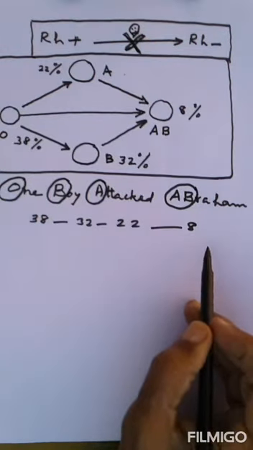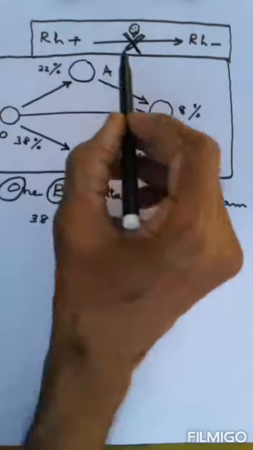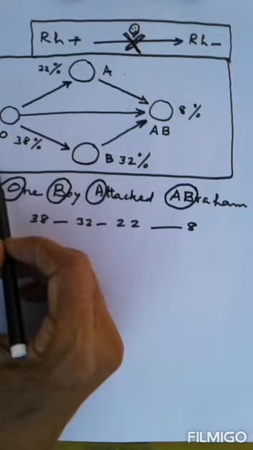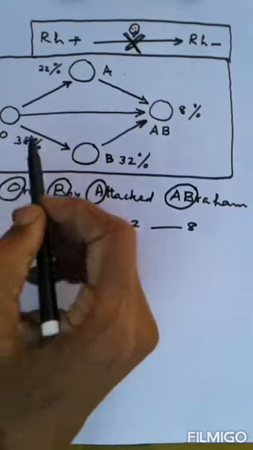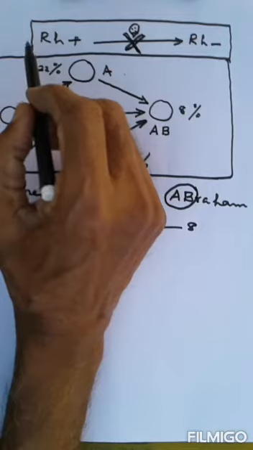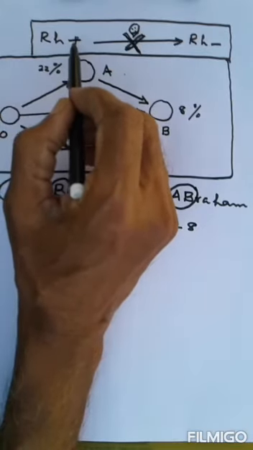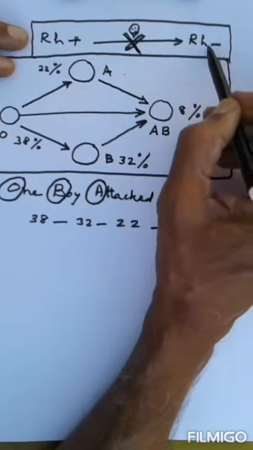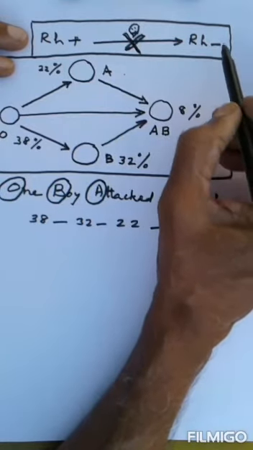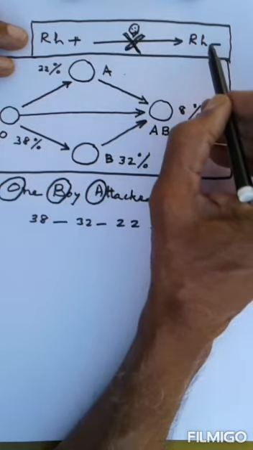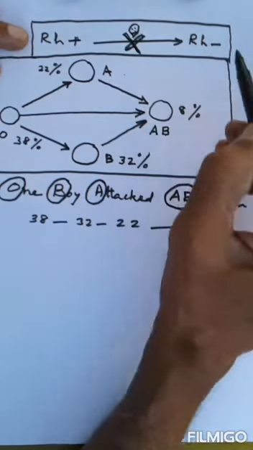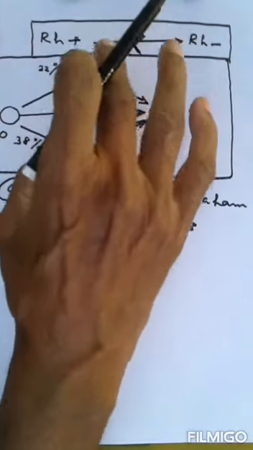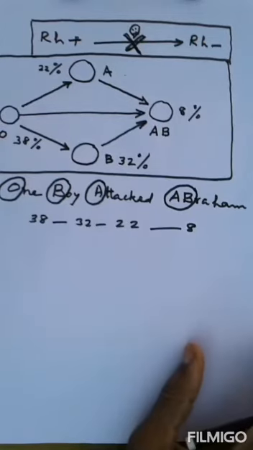So always keep this diagram number 1 in your memory, rule number 1. Rule number 2, the RH factor. RH positive should not be given to RH negative person. There are very detrimental problems. So you remember always these two diagrams and keep them in your memory.